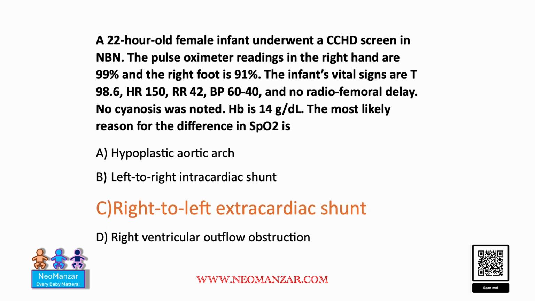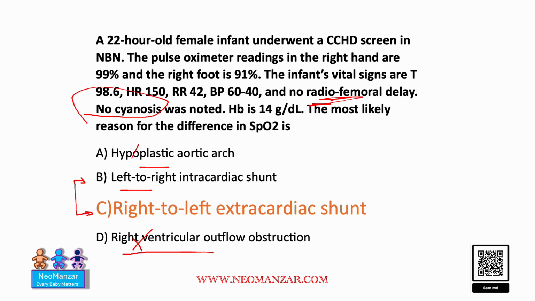Okay, the correct response here is left to right shunt. So why are the others not the right answers? For example, let's start with hypoplastic left. Hypoplastic left heart should give some sort of radiofemoral delay to manifest it. What about left to right? I will explain in the next slide the difference between left to right and right to left, intracardiac and extracardiac shunt. So just bear with me. And the right ventricular outflow obstruction will give cyanosis, and there is no cyanosis. So that's why A and D are out.